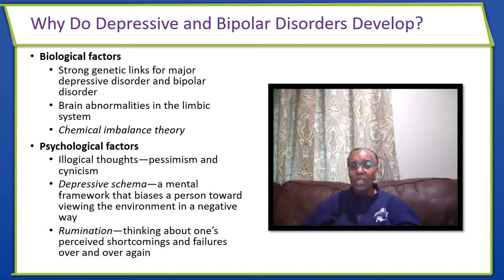We've known and learned that brain abnormalities with the depressive and bipolar disorders would be expressed within our limbic system. And then in terms of psychological factors, it's that irrational thinking that comes up again, those illogical thoughts, where a person who's depressed or dealing with bipolar disorders tends to be more cynical and pessimistic. They definitely see the glass half empty rather than half full. When we talk about the depressive schema, again, this is that framework that has people seeing everything negatively.